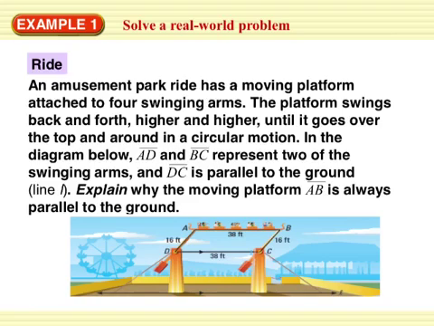So this is one of those word problems where you have to write a few sentences to get the explanation. So we know that AD and BC represent 2 of the swinging arms, and they're congruent because they're both 16 feet. So those are congruent, and AB and DC are also congruent. So we learned that when opposite sides are congruent, then it's a parallelogram.